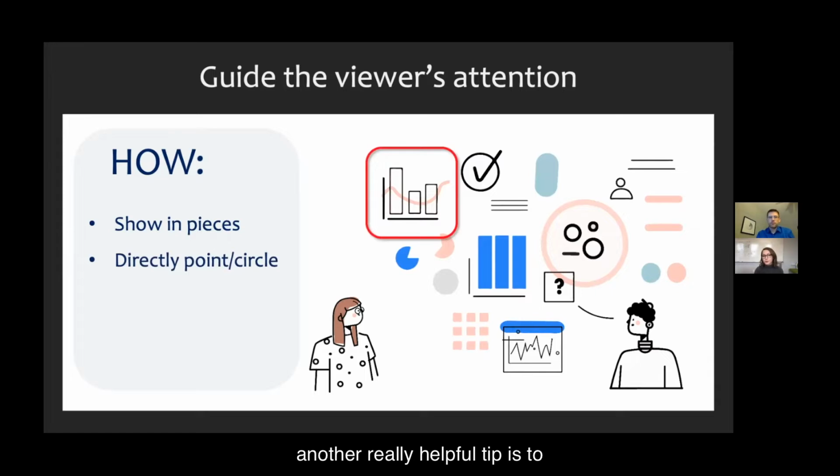Another really helpful tip is to directly point or circle to a specific thing that you want to focus on. I really encourage you to utilize circles, whatever shape you want, or arrows, over using a laser or a pointer, because ultimately, when you use a laser or your mouse cursor, it can be a little distracting. If you use circles, it can be much more to the point.